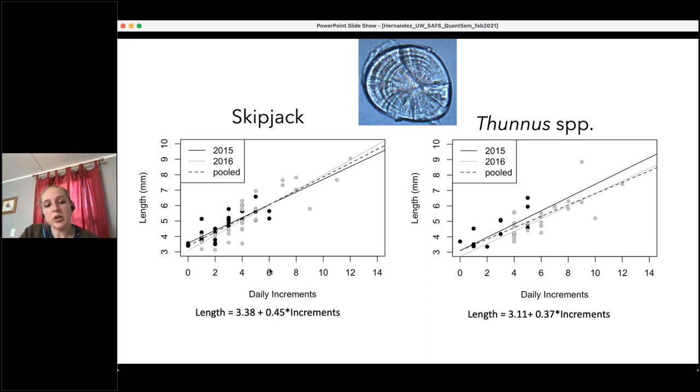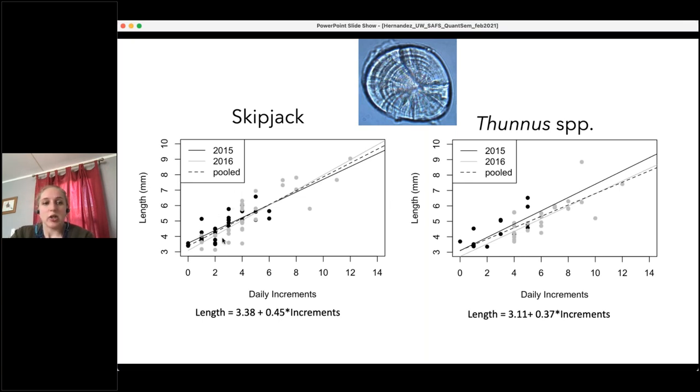So these plots show you the number of daily increments observed in the otoliths against the length of each larva. So one dot refers to one larva. And then these curves are the best fit lines to each of those years. So we have skipjack on the left and Thunnus species on the right. And the slope of this line is also a proxy for, or an estimate of, the average larval daily growth rate over the observed period.